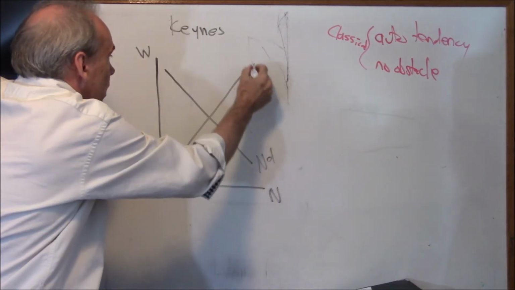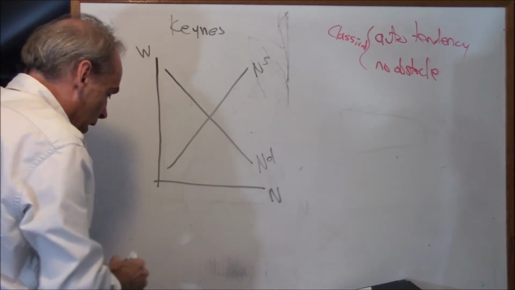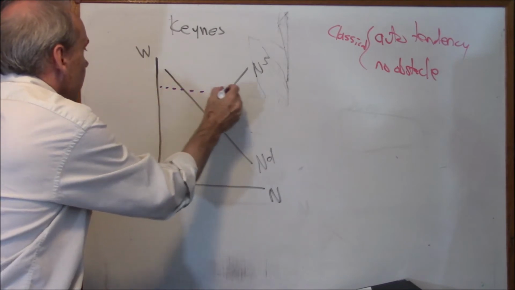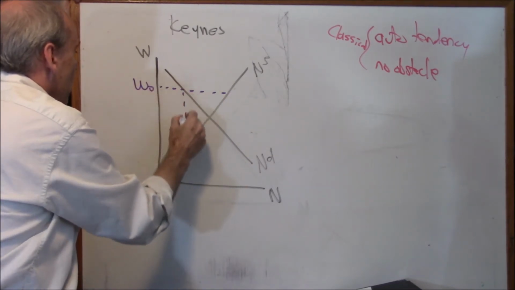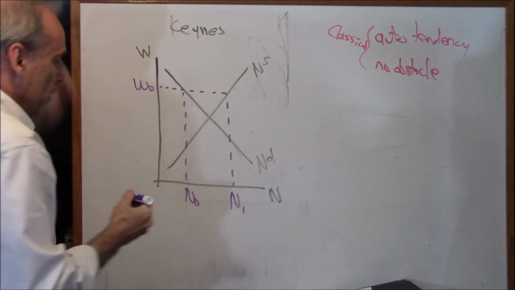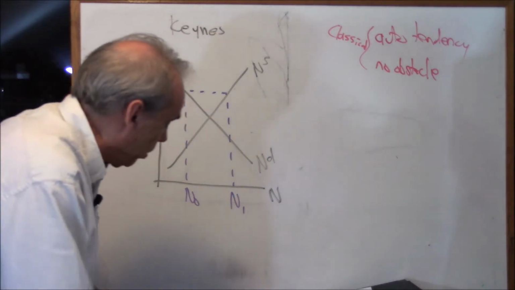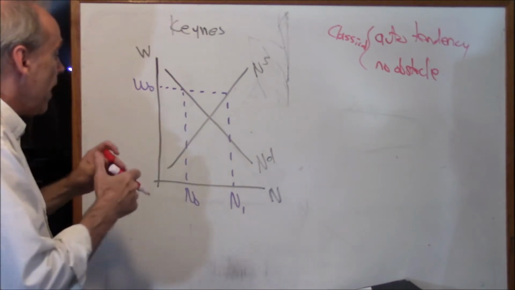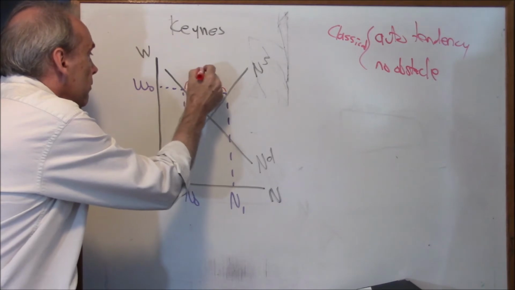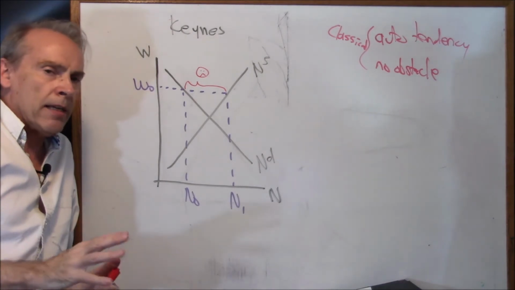demand curve, supply curve. And let's go ahead and start off with that terrible situation of W sub 0, N sub 0, N sub 1. So just like in the other situation, we've got some involuntary unemployment. So this is the Great Depression. We've got involuntary unemployment. Lots of unhappy people. But Keynes looks at it this way.